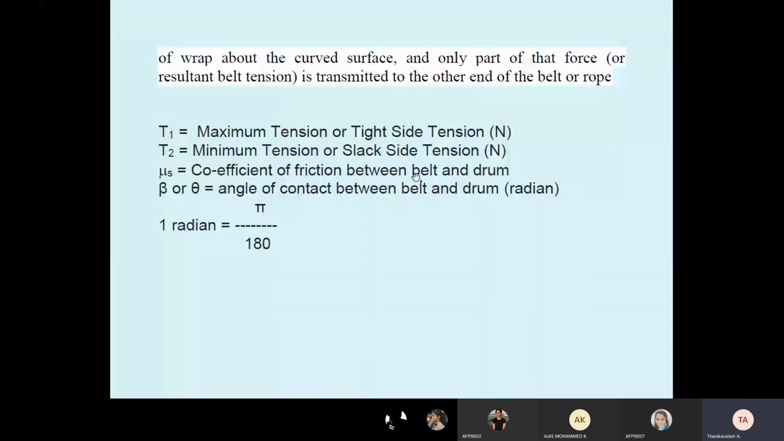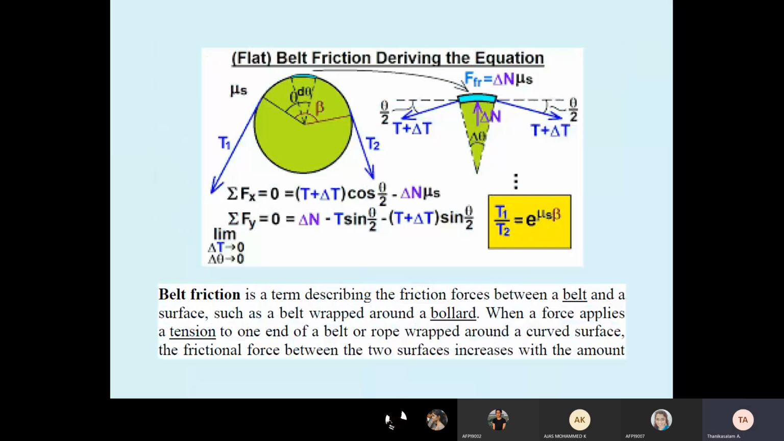Mu is the coefficient of friction between belt and drum. Theta is the angle of contact between belt and drum, that is the lap angle. In terms of radian, students, you have to apply radians. What is 1 radian? Pi by 180. Suppose your angle is given as 60 degrees, so you have to convert to radians. How do you convert? Pi by 180 into 60 degrees. So any angle given for a belt, you have to convert to radians.